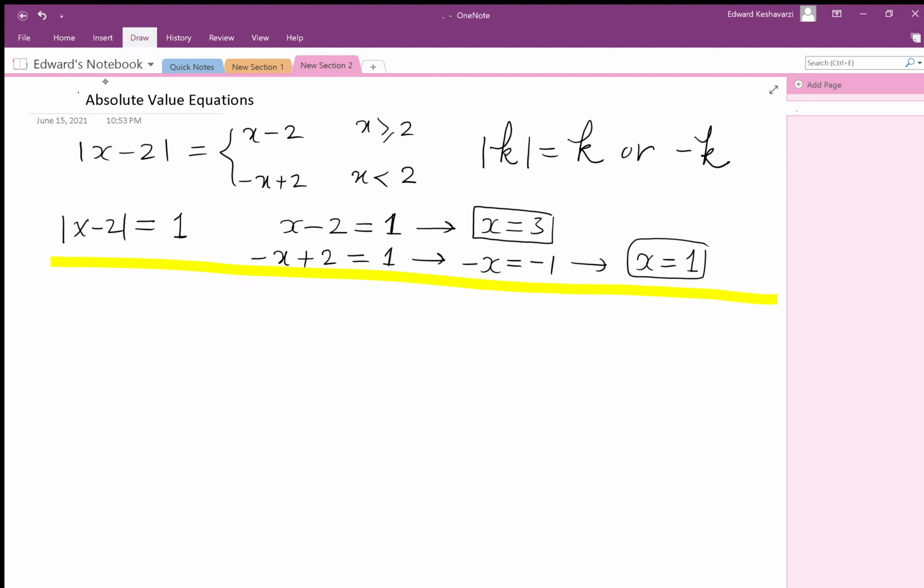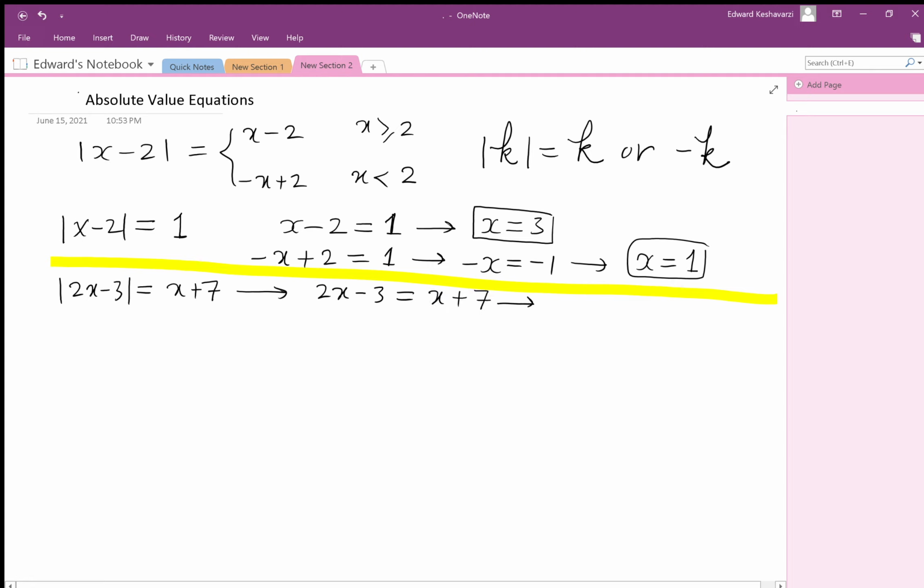Okay, let's do the second example. The second example says that the absolute value of 2x minus 3 equals x plus 7. So quickly we'll start with the first case, which we obtain easily by removing the absolute value, by moving around the variables and the numbers. So we'll get 2x minus x equals 7 plus 3. Therefore, x equals 10.